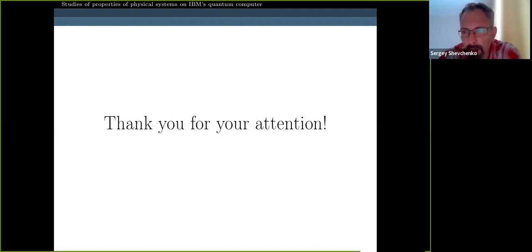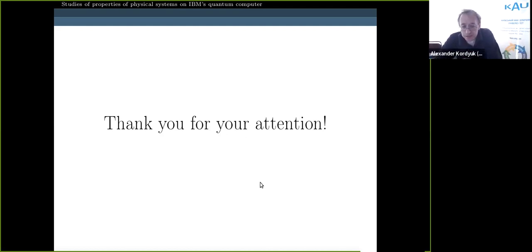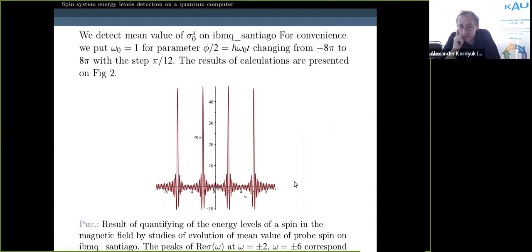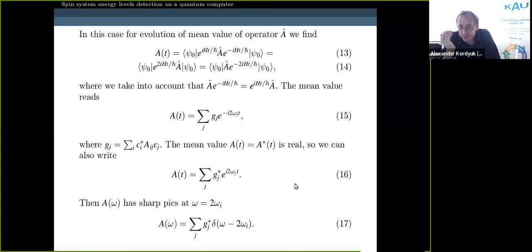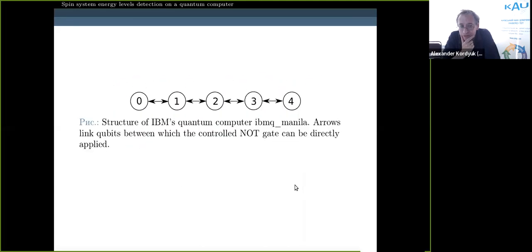Yes, Alexander Kardyuk, please. Okay. So the question is the following. I have several questions. For example, let's start from this comparison of one qubit and three qubits, right? My understanding is that you put by hand the parameter of this energy, so the frequency, and then your system oscillates and you get this frequency back. So it shows that it works, right?